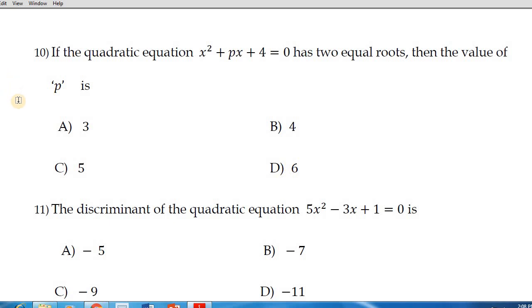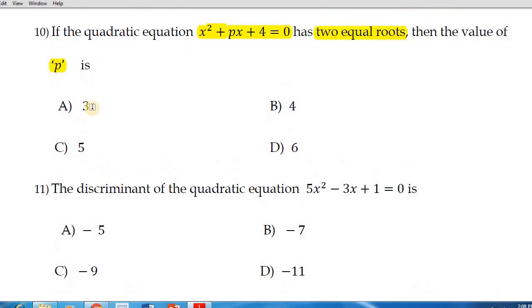So next question, number 10. If the quadratic equation x square plus px plus 4 equals 0 has 2 equal roots, children, this problem is based on the discriminant. Then the value of p is. Given options are 3, 4, 5, 6.